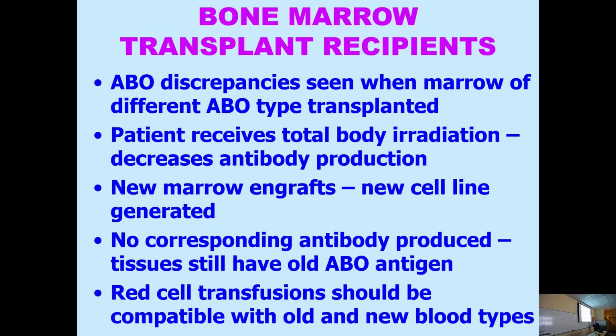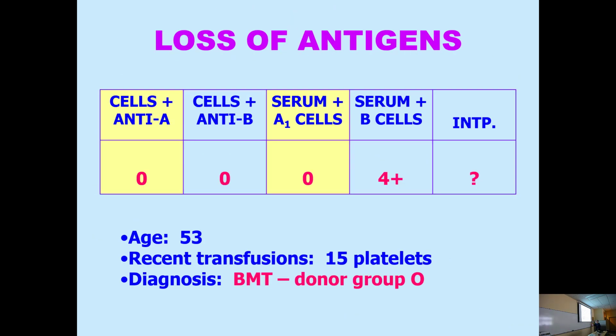So, whoops, I'm going to go back here. What's happened is he got a bone marrow transplant of group O, so now the cells are of group O, but he still has that old plasma hanging out. He's got those old cells producing anti-B.